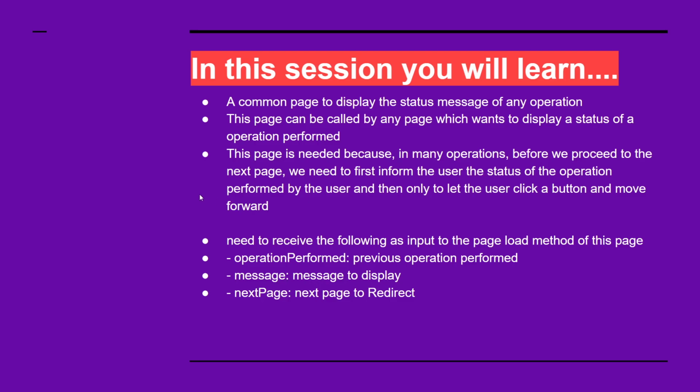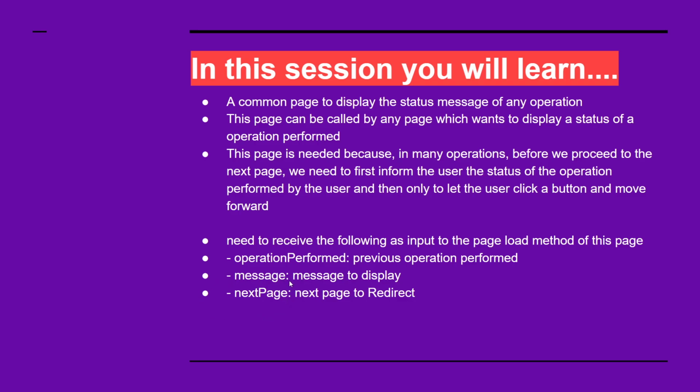When we create this ASP page, it needs to receive the following as input in the page load method. First, the operation performed, because this common page can be used by any operation. It can be user registration or admin registration. We need to know what operation was performed so that we can make it a generic page. If we receive the operation, we can display it and say, user registration successful, or if called by admin registration, admin registration successful. Then the message, whether it is successful or not.